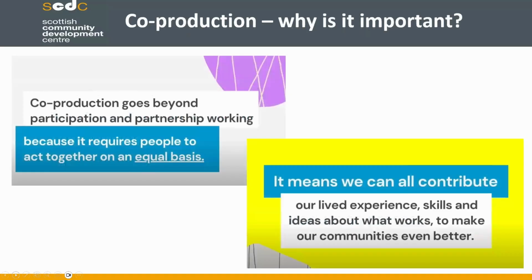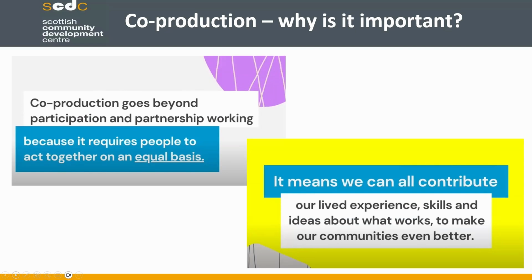So why are we all here? Why is co-production so important? And I think for me, these two little quotes that are from our co-production explainer video that is on the website sum it up. Co-production goes beyond partnership and participation because it requires people to act together on an equal basis. And that equal part is so, so important.